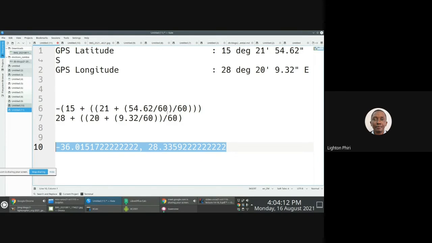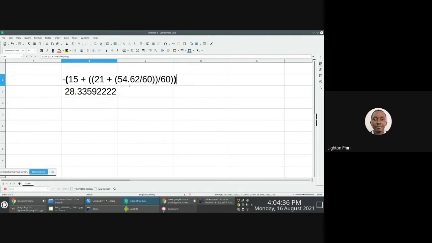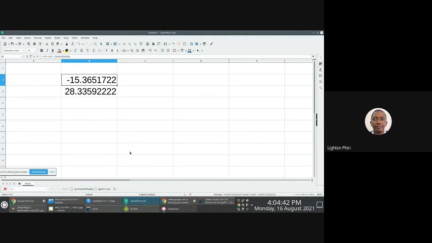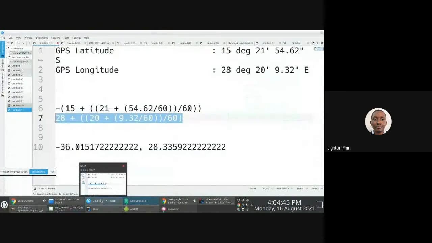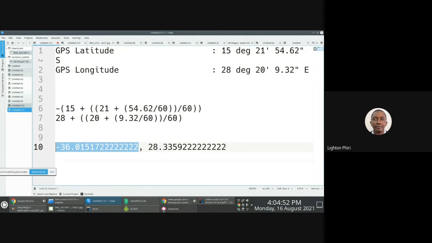I'm not sure where. Ah, there we go, it's here. This is supposed to be like that. Because I was supposed to divide what is in here by 60 first, and then what is outside by 60. So this is actually supposed to be like so, right? And then this is correct. So it's negative 15.36 all the way up to, there we go. I think it's just 6.0, it's 6.2.